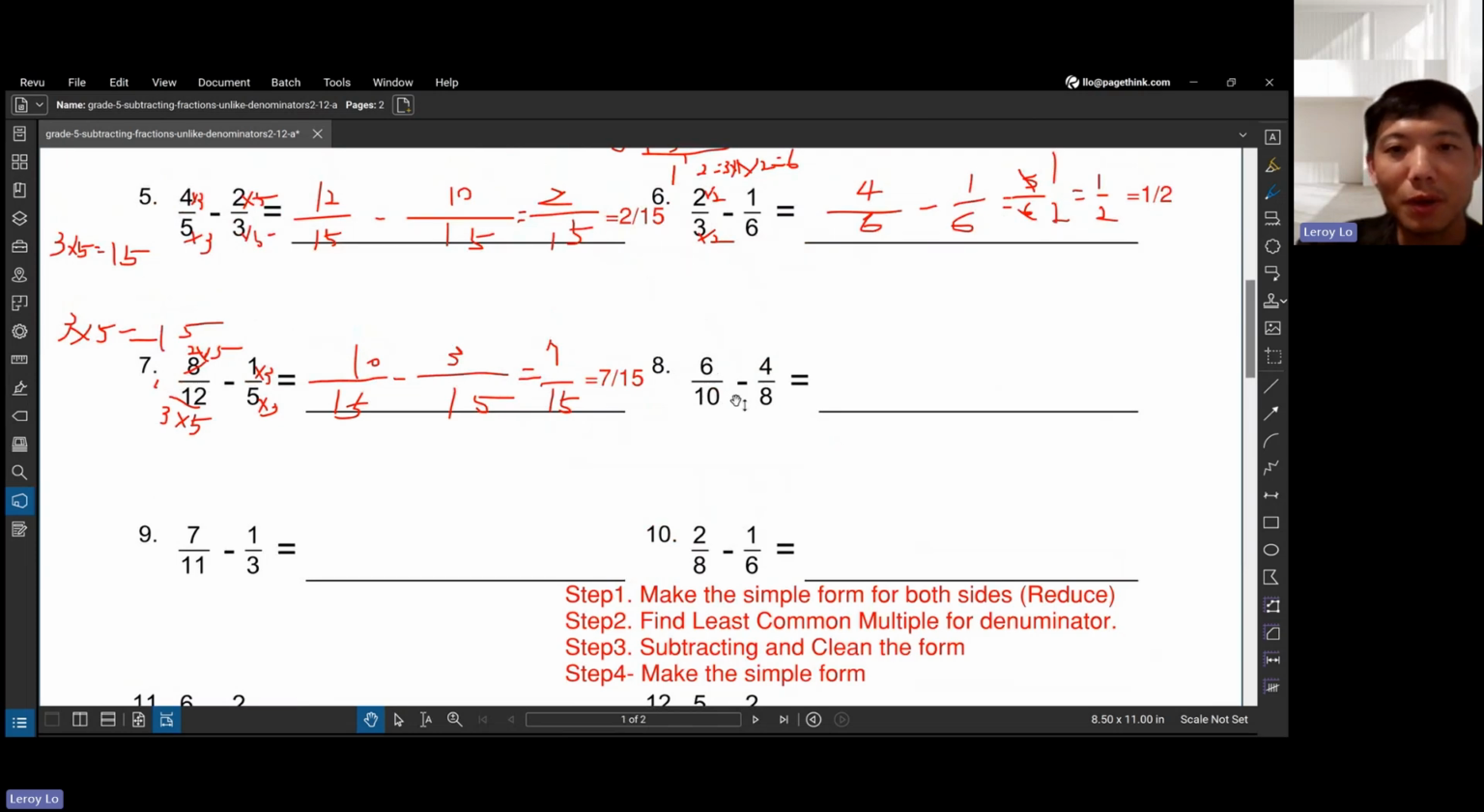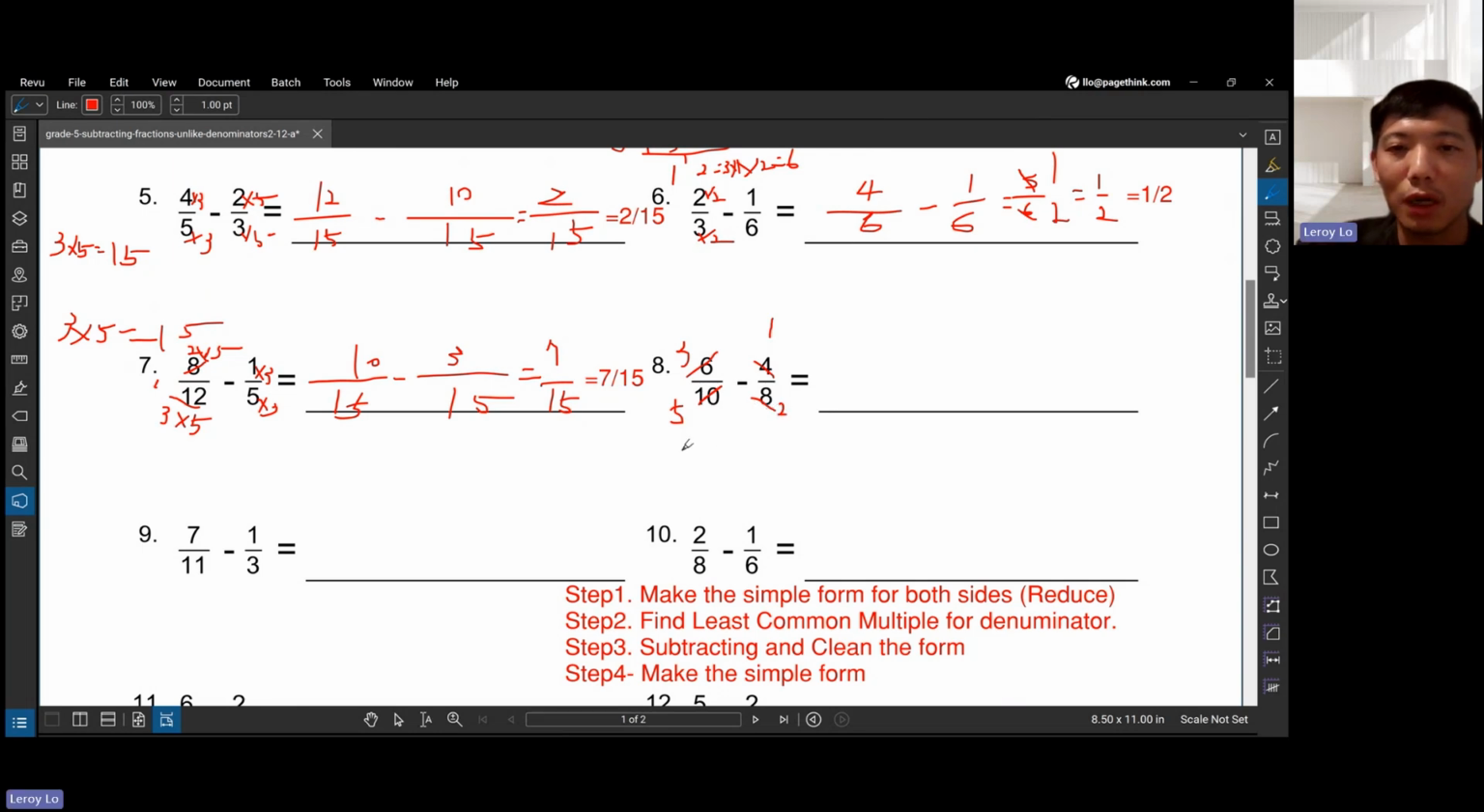Okay, moving on to number 8. 6 over 10 minus 4 over 8. So step 1, make the simple form for both sides. That's reduce, we call reduce. So 6 and 10, we know there's common factor 2, so we divide it by 2. We got 3 and 5. Okay, 4 and 8, we know there's a common factor 4, so we divide it by common factor 4, we got 1 over 2.